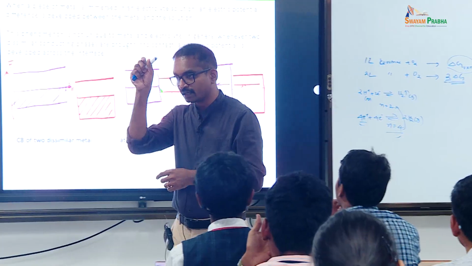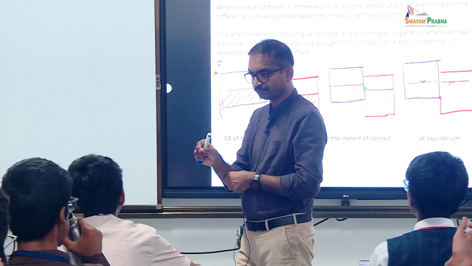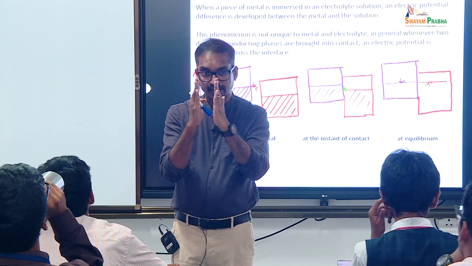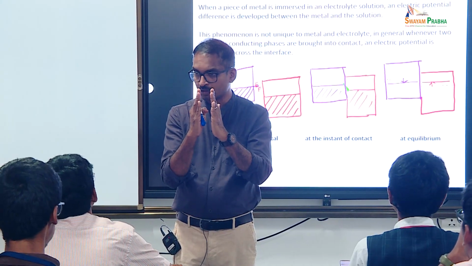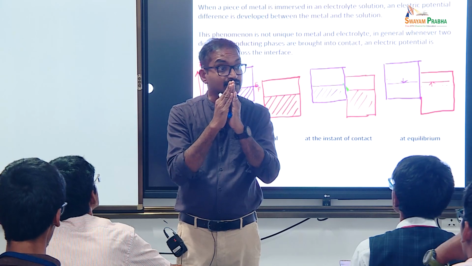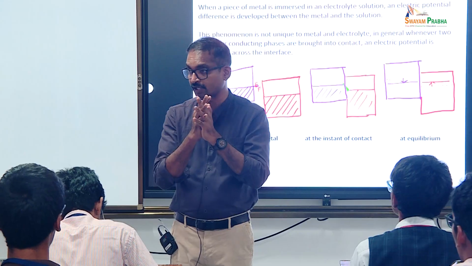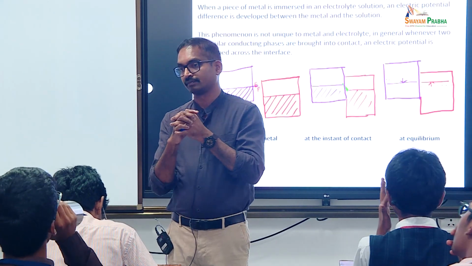Right. Now, in the double layer, what will happen? Because there is a charge separation, you will have a potential developed automatically. So that's the potential which is reported in the electrochemical series when you dip an electrode in an electrolyte solution. How do you extrapolate this concept to an electrolyte?